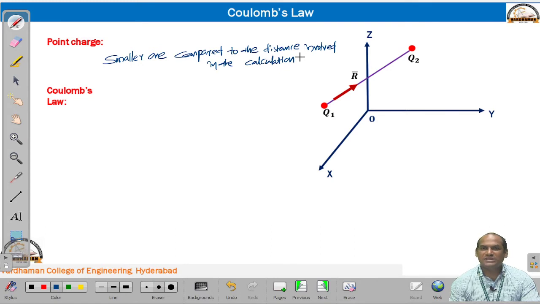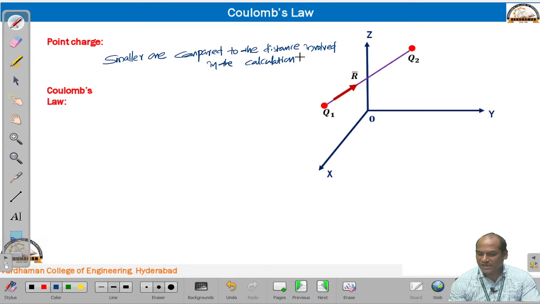Now, using this Coulomb's law, we can get the force on one point charge due to another charge or due to more than one charge. So, we can get the force on one particular charge, and that can be done by using this Coulomb's law.